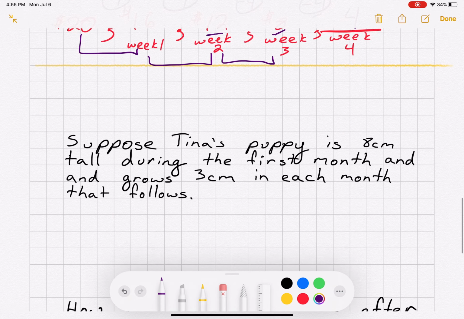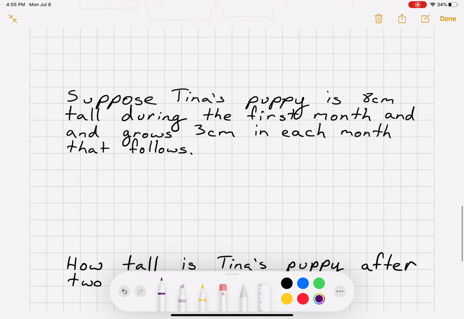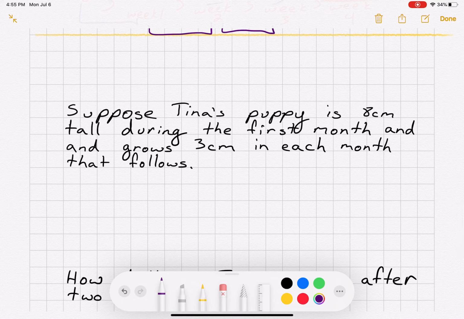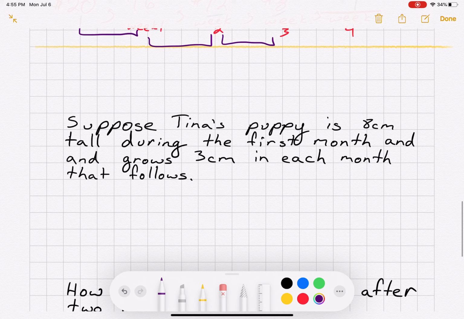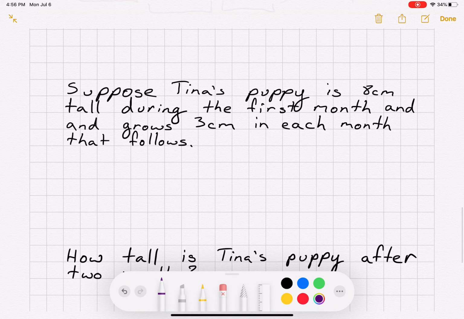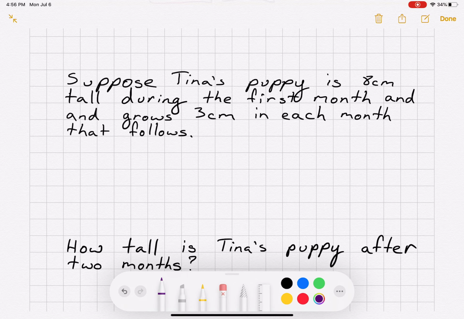Okay? So there are times when you're going to find some of these problem sequences in your everyday lives, right? So here's another example. Suppose Tina's puppy is 8 centimeters tall during the first month, and grows 3 centimeters each month. What I want you to do is pause the video and circle the information that you're given that you think you're going to need to find out how tall Tina's puppy is going to be after 2 months.